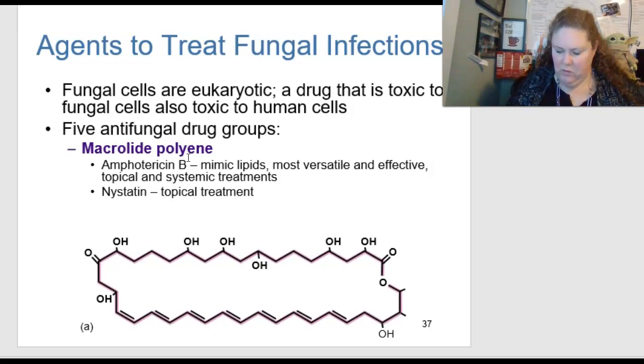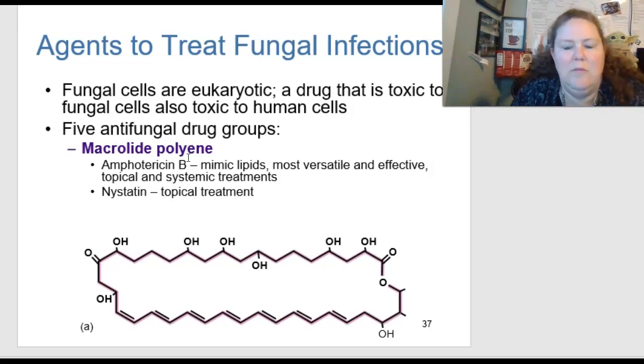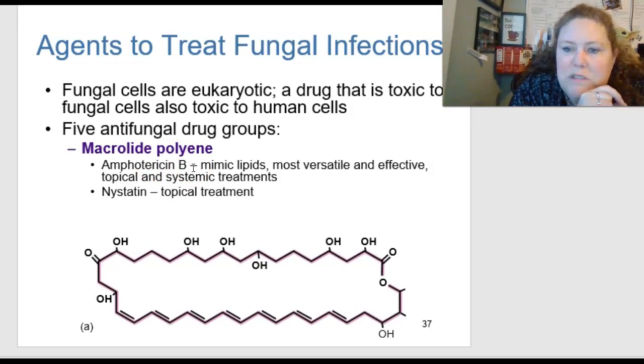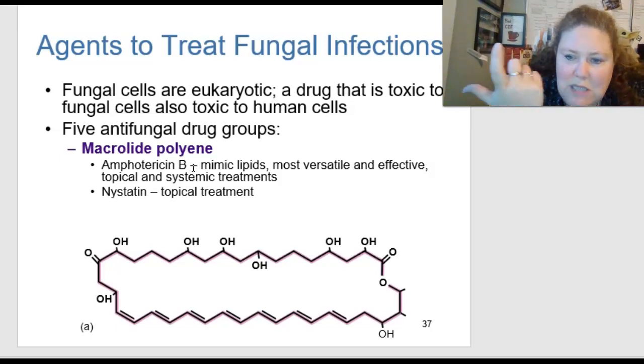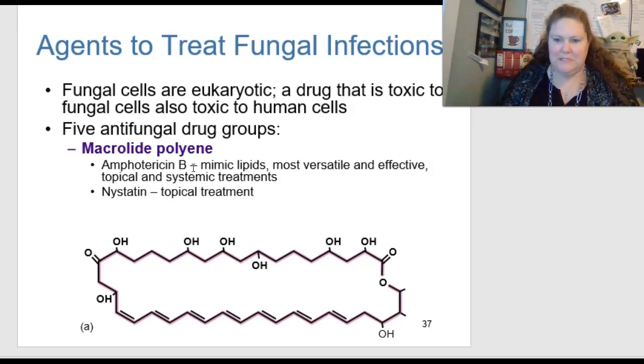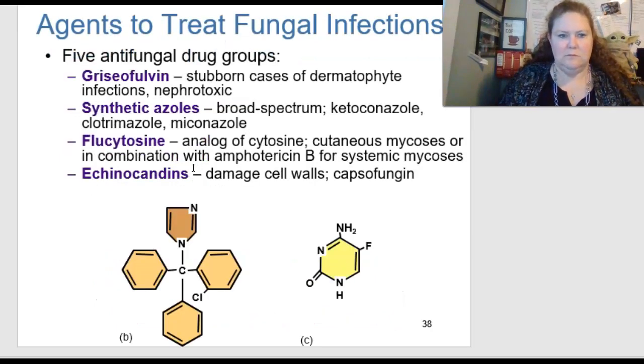The first one would be the macrolide polyenes, like amphotericin B, which mimic or copy lipids. These are the most versatile and effective. They are topical, and they are also a systemic treatment. One example of that would be nystatin, and this is a topical treatment. So in this one here, these are the polyenes.